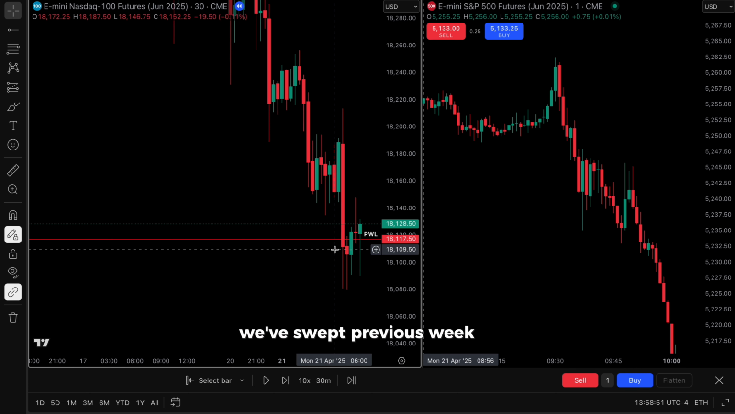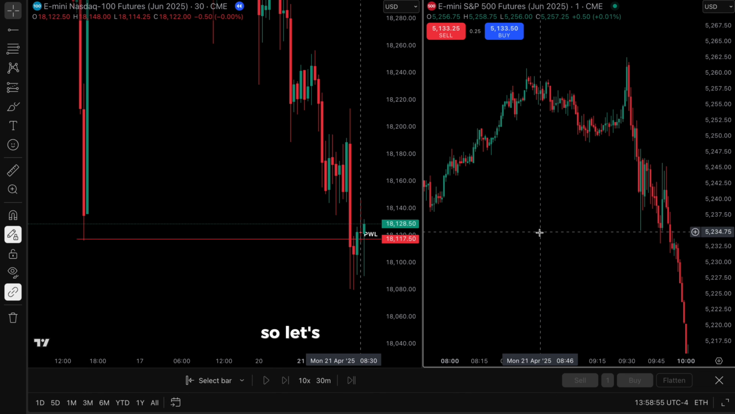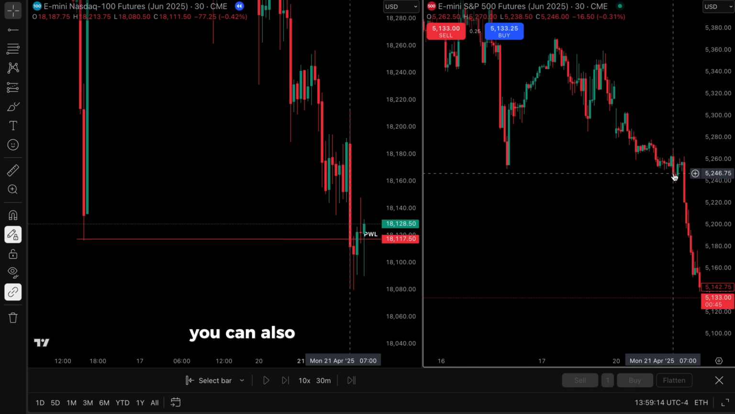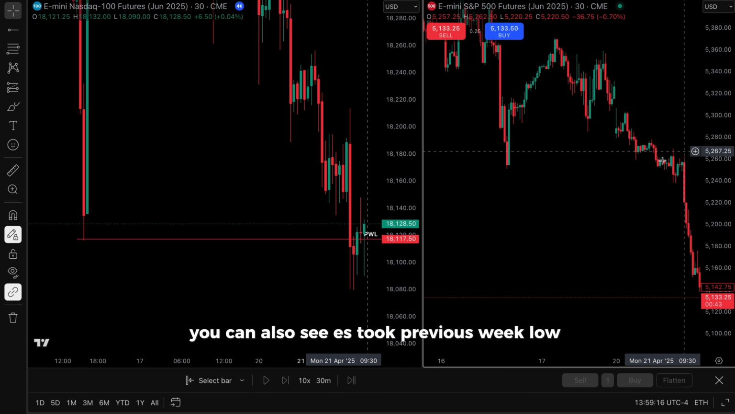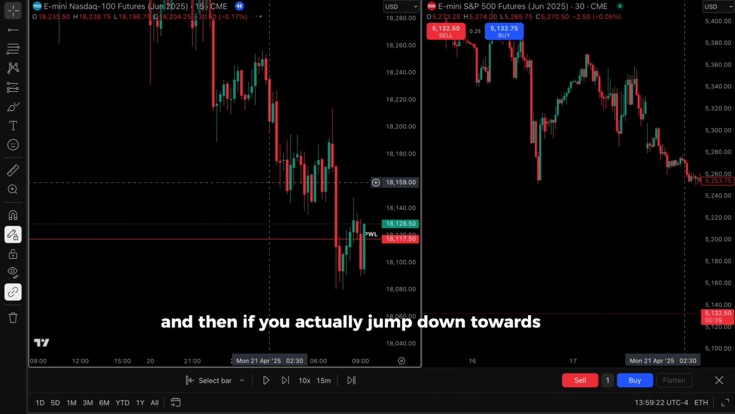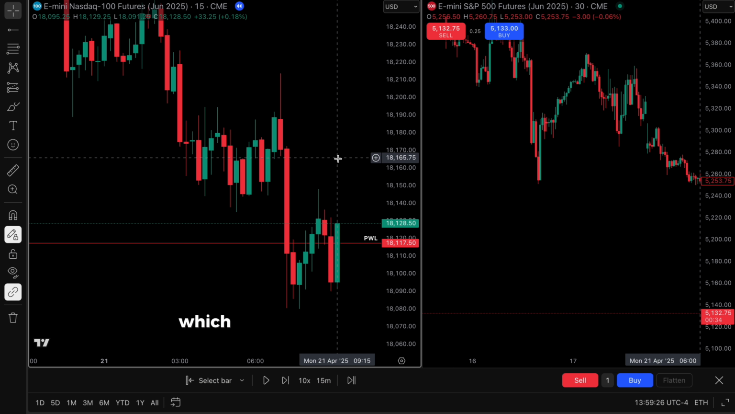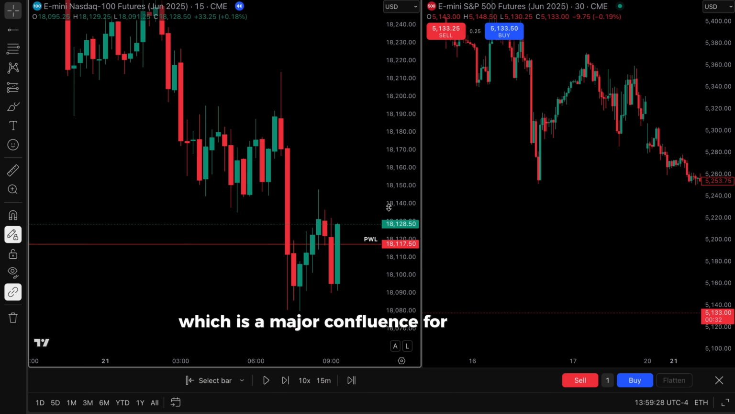We've swept previous week low, we've tapped the 4-hour bullish gap, and if you take a look at ES as well, let's jump on the 4-hour. At this point you can also see ES took previous week low many hours before NQ actually did. Then if you jump down towards the 15-minute time frame, you can see we're in a 15-minute bearish UNI, which is a major confluence for price to draw lower.